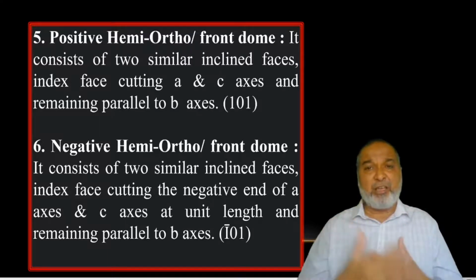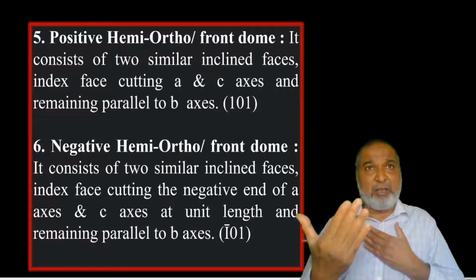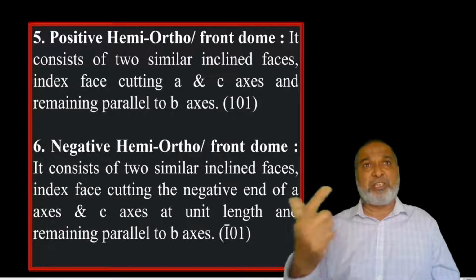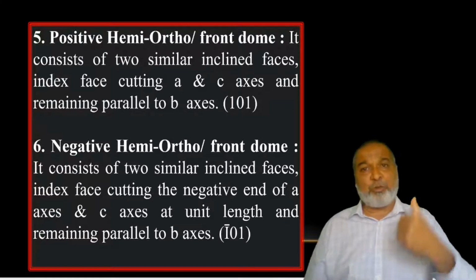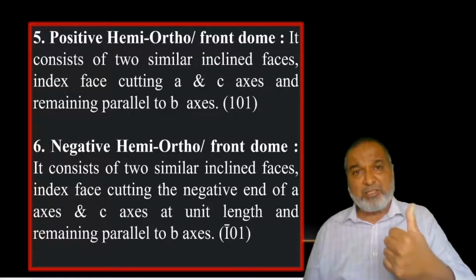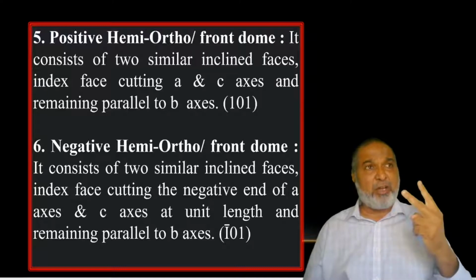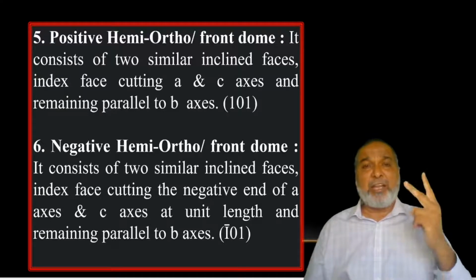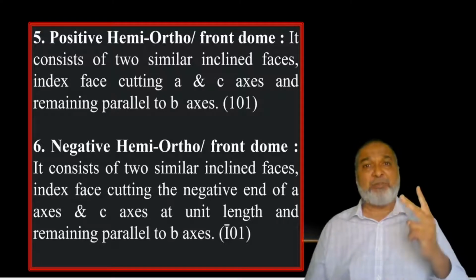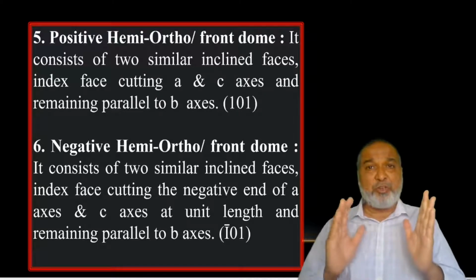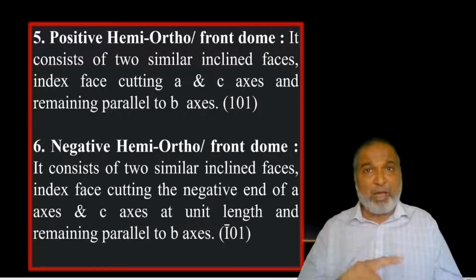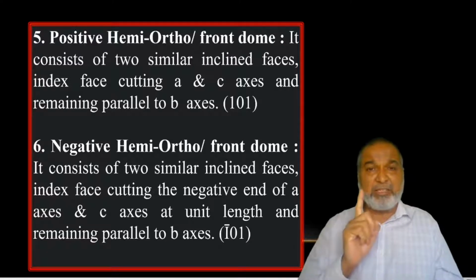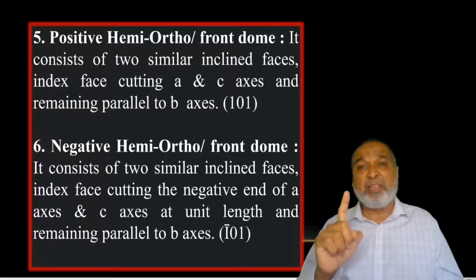Yes, because it is on the front position. When is it a front position? Inclined face 1, 0, 1. Because it is inclined, C should be cut. Now it is on the A axis, so A is going to cut. So 1, 0, 1. It consists of a pair of two similar faces. The index face is going to cut your A as well as C axis, remain parallel to your ortho, that is the B axis. So the indices will become 1, 0, 1. That is positive hemi-orthodome or front hemidome.